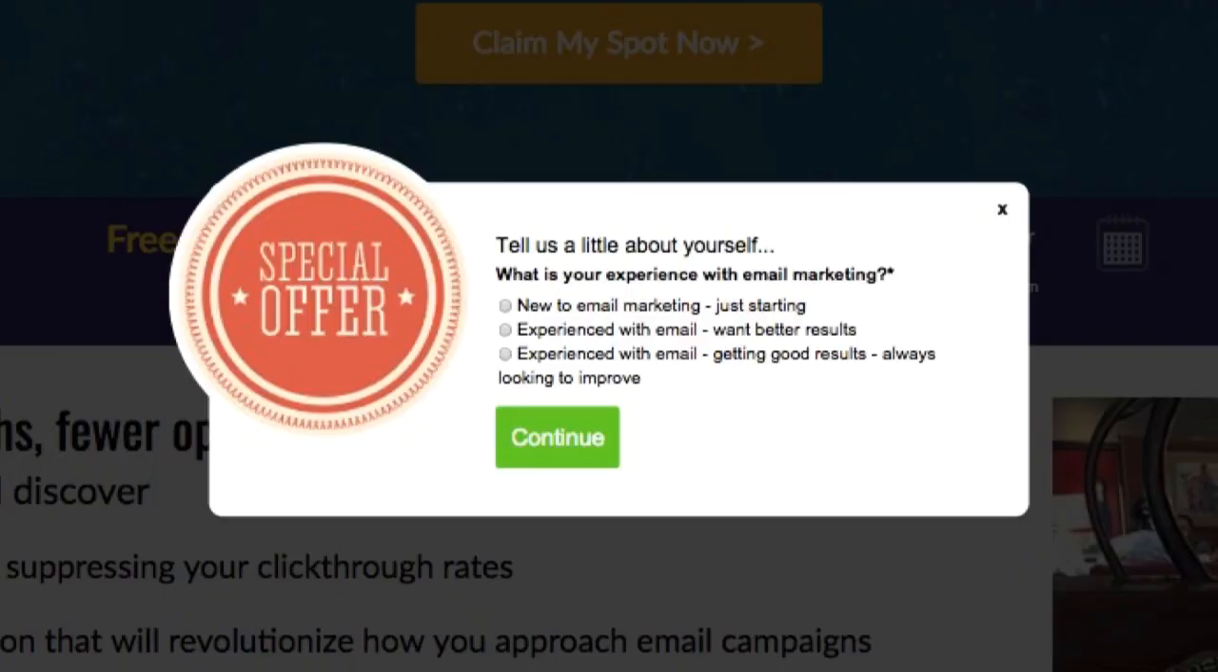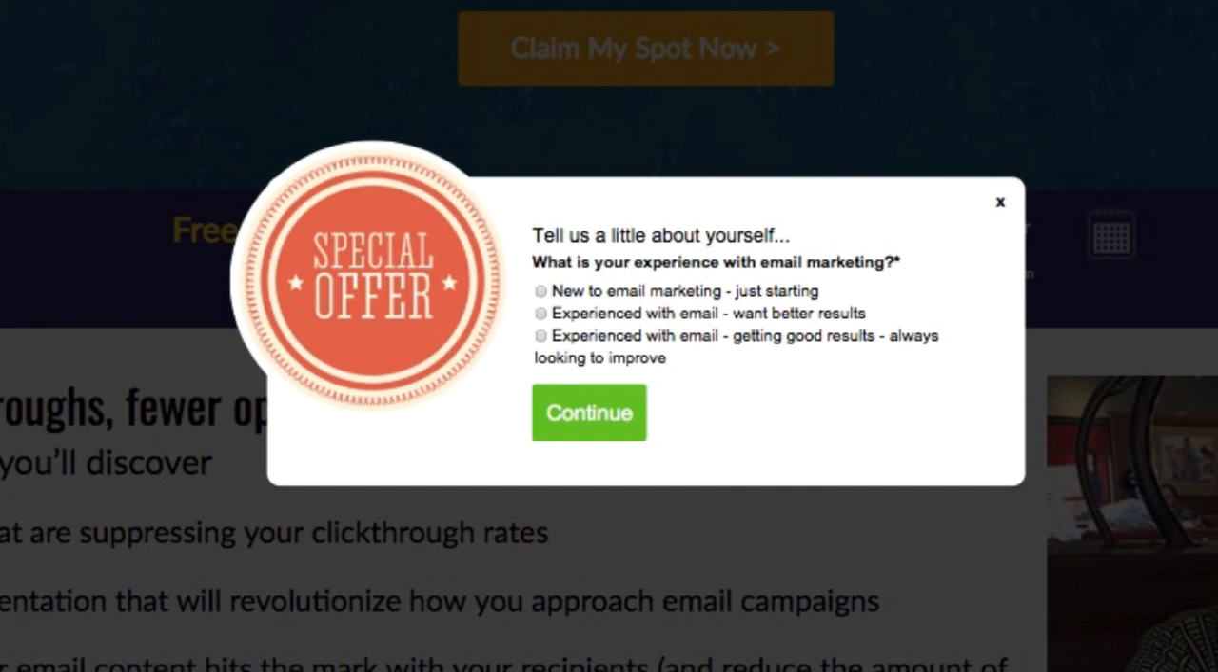But notice that this question is actually segmenting. It's actually asking them about themselves. And it's basically saying, tell us about yourself. What is your experience with email marketing? Okay, so we were doing a webinar about effective email marketing anyways, and sharing some best practices that were going to blow people away. But at any rate, tell us about yourself. How experienced are you with it? We gave them 3 options.